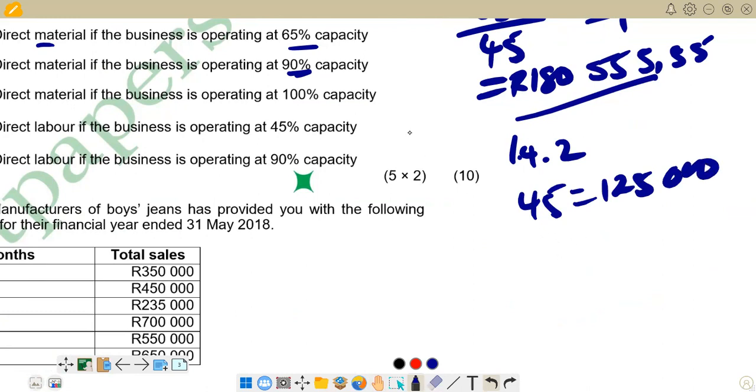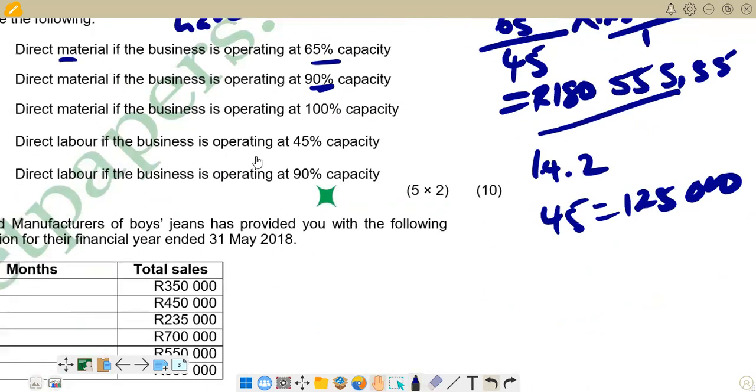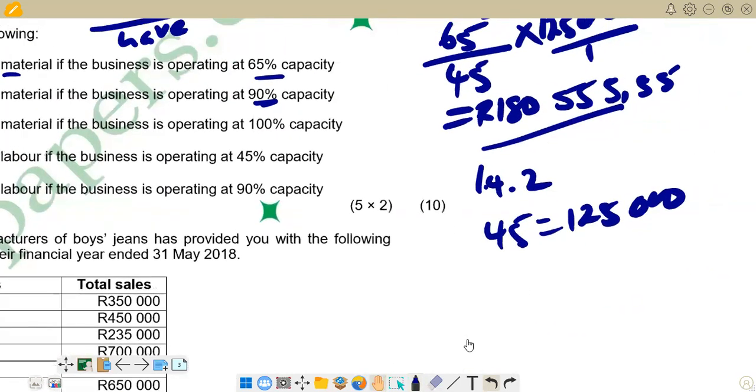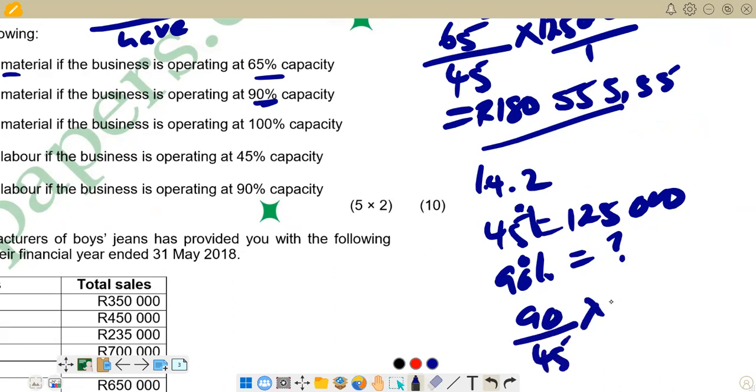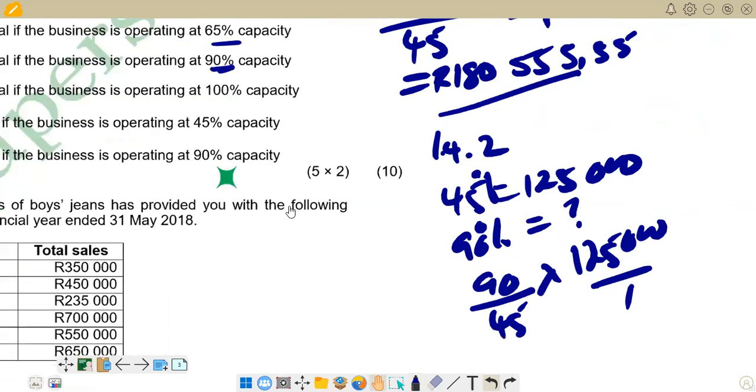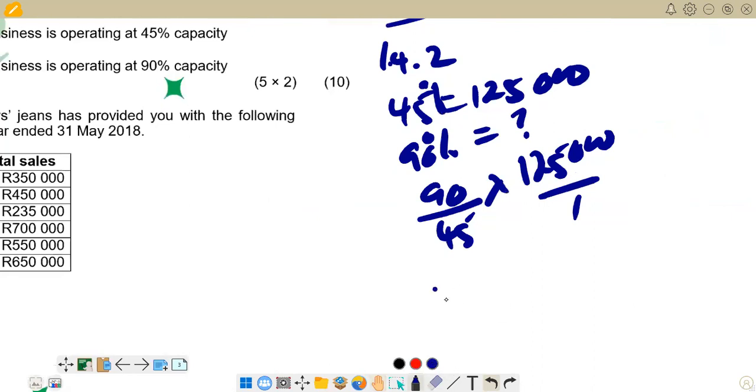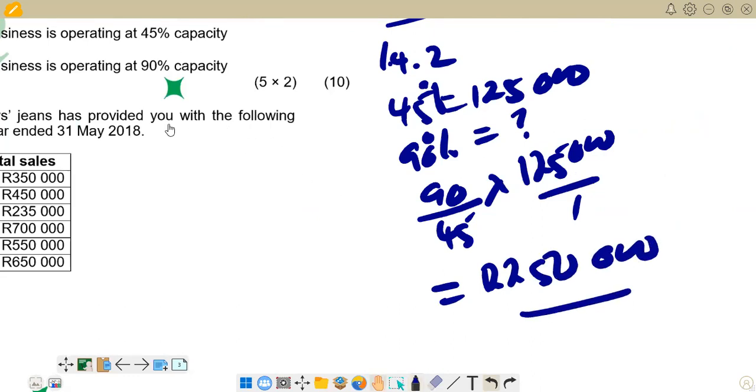And then the one that we are calculating now, remember 1.4.2, it's now 90%. So we are saying 90% is equal to the question mark. That's what we don't have. So what we don't have, remember, goes in the denominator, and what we have goes in the numerator. Then you multiply by the given figure, 125,000. So let's calculate that correctly using our calculators. The figure that we're going to get there is 250,000. So this is what we have in terms of 1.4.2.